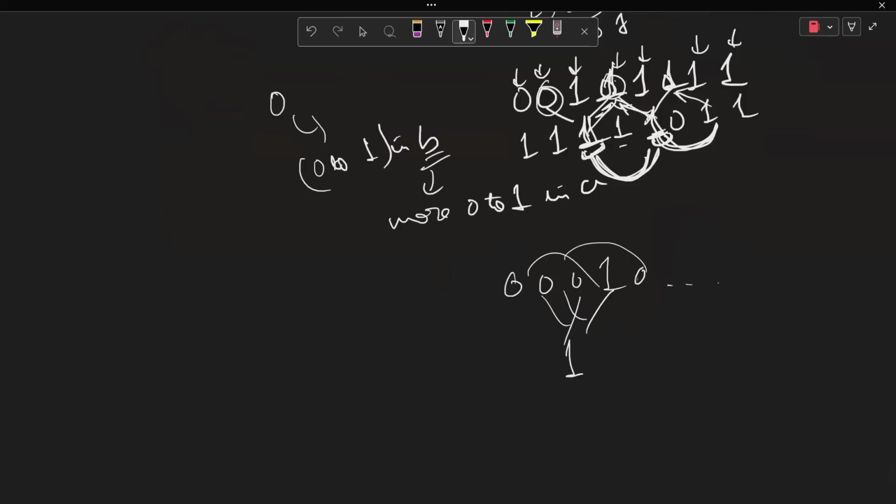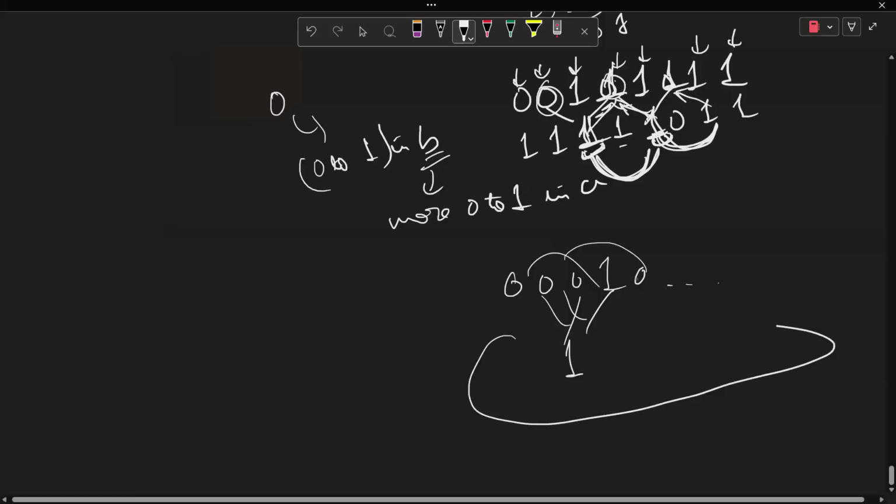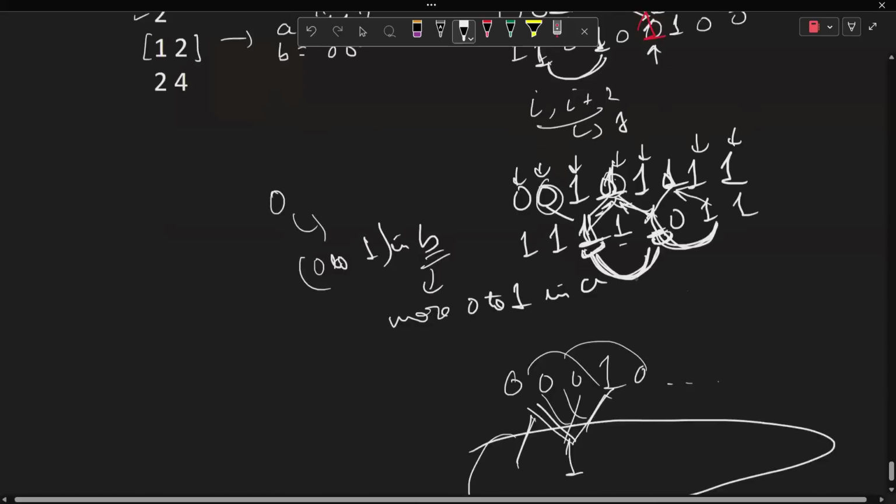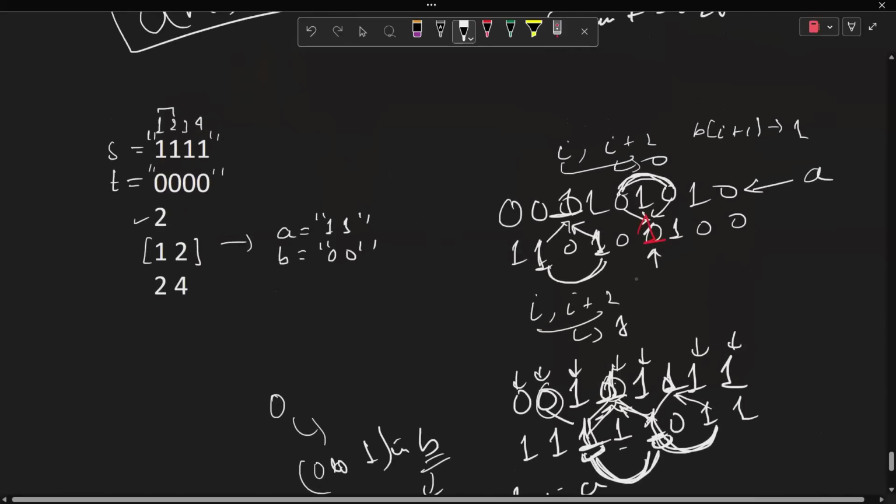And first of all, you will do all the operations of the first type, to have more and more ones in B. And then once you have more and more ones in B, you can have more and more ones in A by using the second operation. That's the thing you are going to do. Okay. So now let's look at the test case.